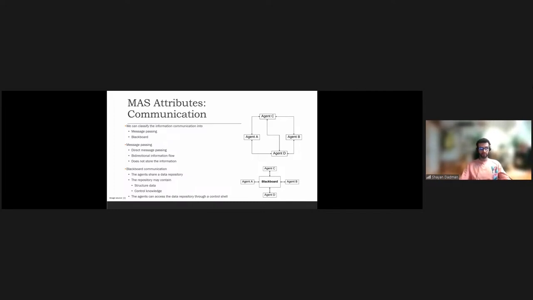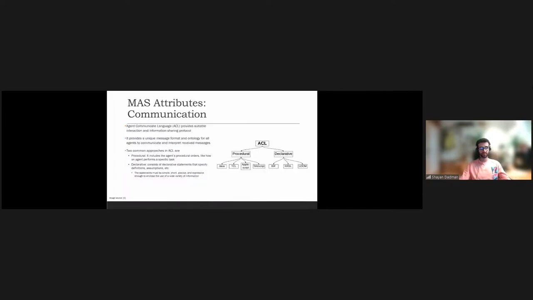In blackboard communication, however, the agents share a data repository. The repository may contain structured data and control knowledge. The agents also can access the data repository through a control shell. So all the messages that pass between the agents will be stored in one place that can be accessed.